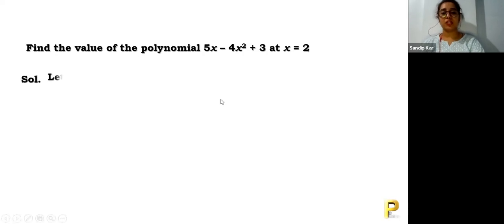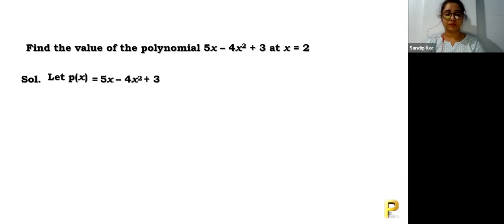Okay, let's check the solution of this question. So let p of x, that is polynomial of x. As you can see, the variable in the question is x. So we'll consider it as p of x is equal to 5x minus 4x square plus 3. This question I've copied the same.